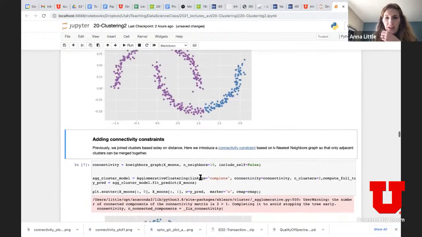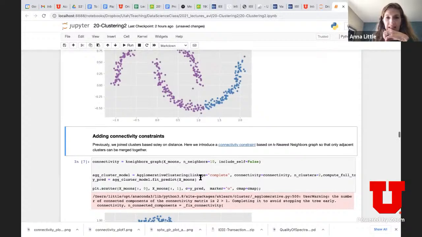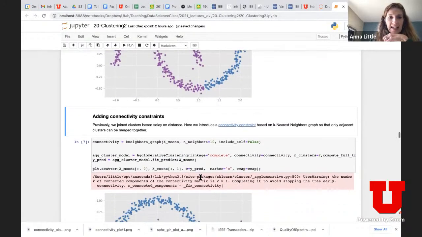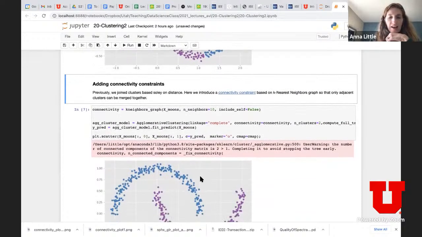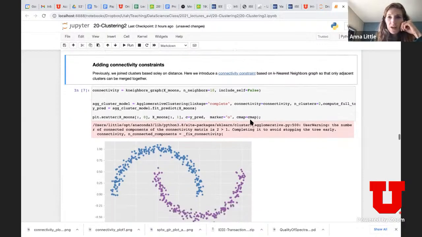Okay, but one thing that you can do is add in connectivity constraints. So this is kind of a neat little trick. Previously, we joined the clusters based solely on distance, but we can introduce a connectivity constraint where we look at the k-nearest neighbor graph on the data, and we put in the constraint that only clusters that share nearest neighbors can get merged together in this agglomerative process. And so that's what we do here.